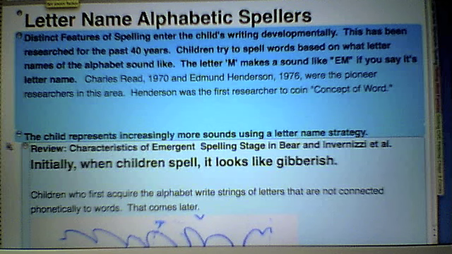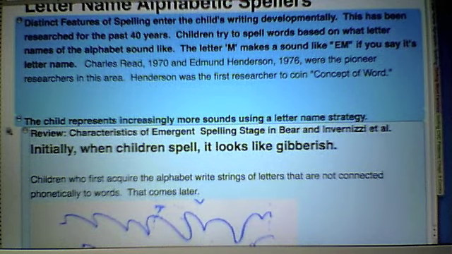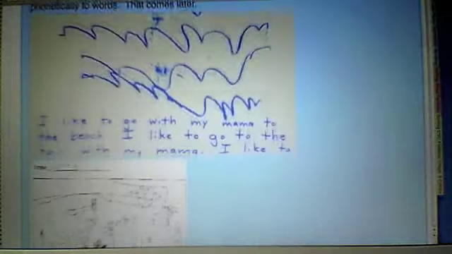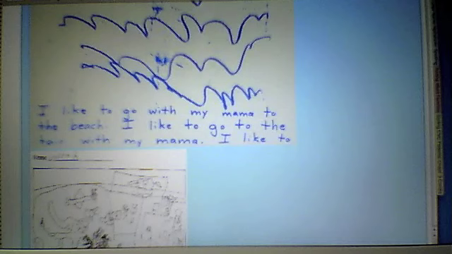Okay, our topic for today is that I want to describe the characteristics of letter name alphabetic spellers and indicate why they spell the way they do. This has been studied for 40 years, most fruitfully by Charles Read and Edmund Henderson. And Edmund Henderson also is the individual who coined the term concept of word. He began to look at children's writings and tried to find patterns to understand why they spelled as they did.